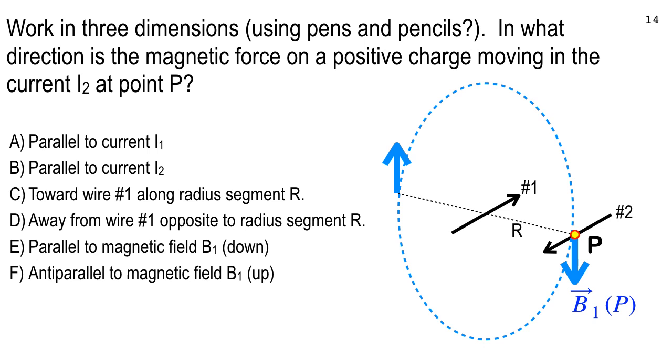V cross B. So wherever V is, curl it towards B, and then your thumb is the force, if you're using the Dr. B method. If you're using the textbook method, I don't know, it's something to do with the palm of your hand or something. I don't know.